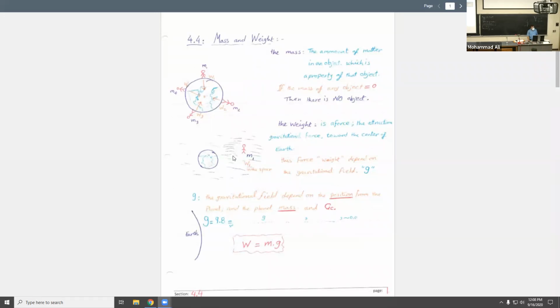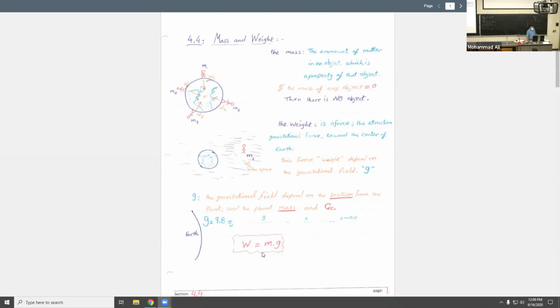Okay, and the weight in outer space is approximately zero because the gravitational field goes to zero away from the planet. At the surface, g has a maximum value which is 9.8 meters per square second, and the formula for the weight is mg. m is the mass. It's just like Newton's second law, F is equal to ma. We have the weight, which is a force. Mass is the mass. a is g, which is the acceleration.